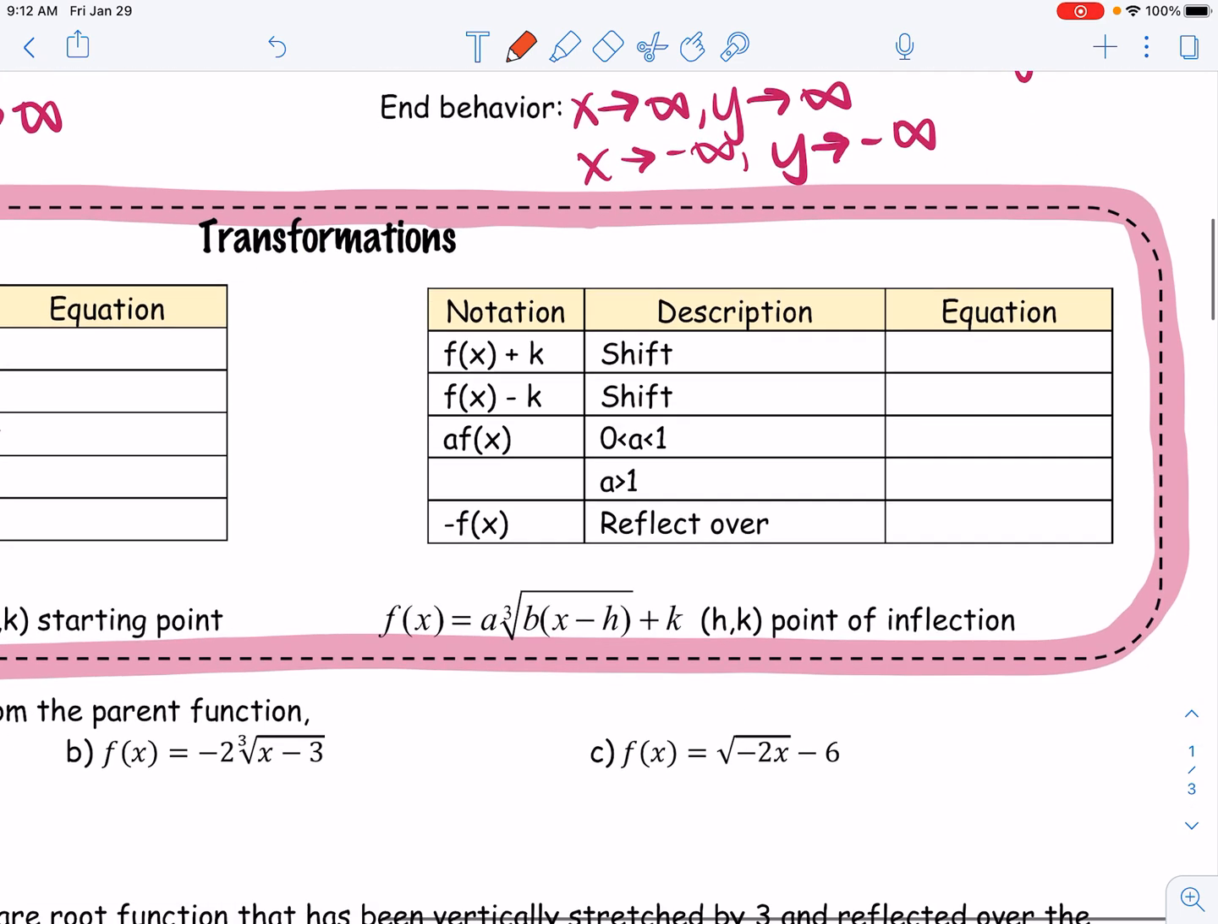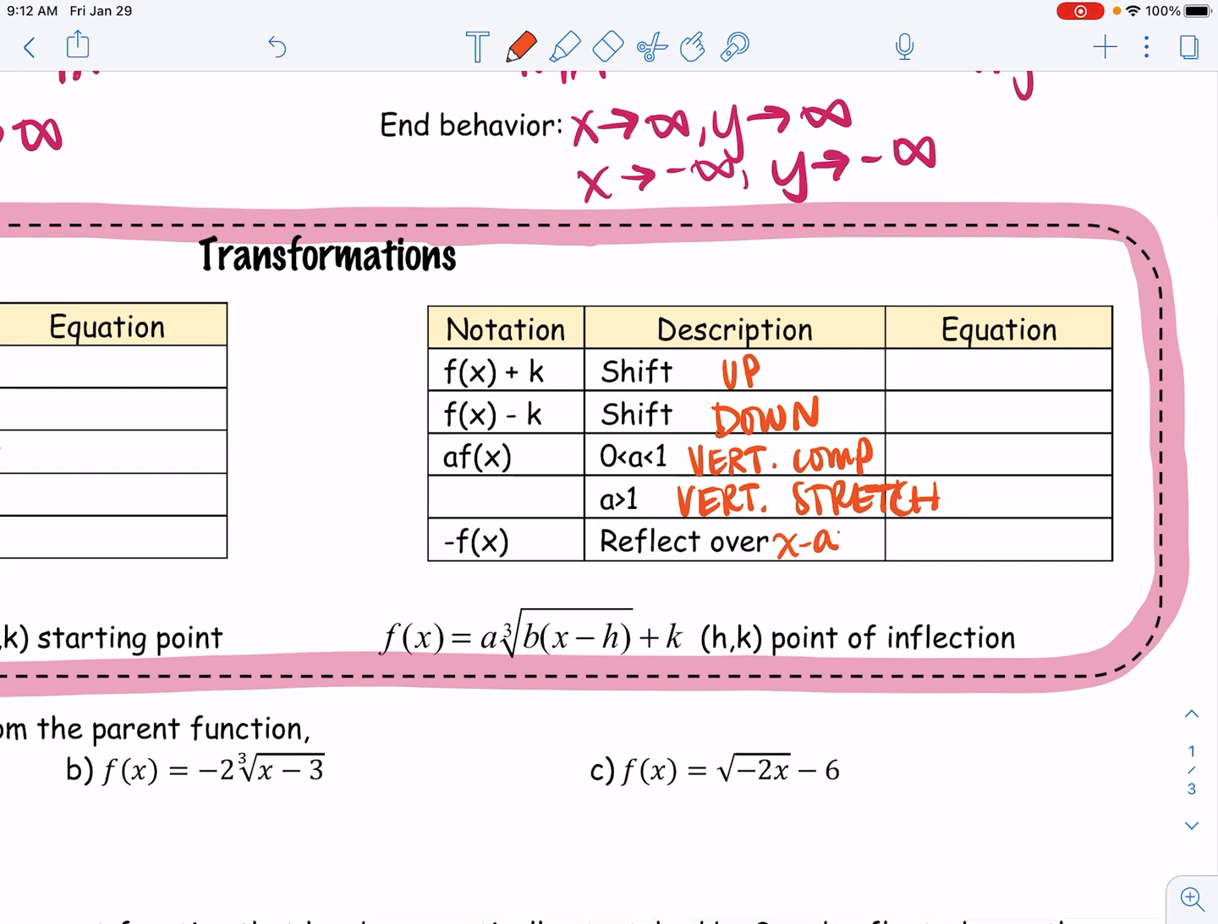And then on the outside of the parentheses, adding is going up, subtracting is going down. Multiplying outside of the parentheses, a number less than 1, bigger than 0, vertical compression. Bigger than 1, vertical stretch. And then, of course, a negative on the outside means we're reflecting over the x-axis.